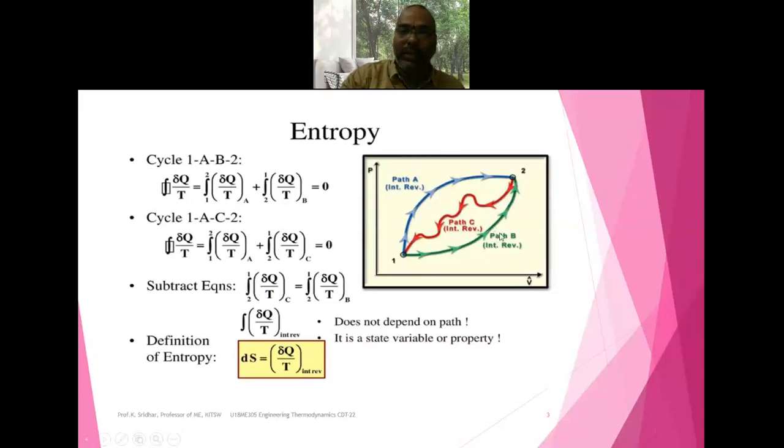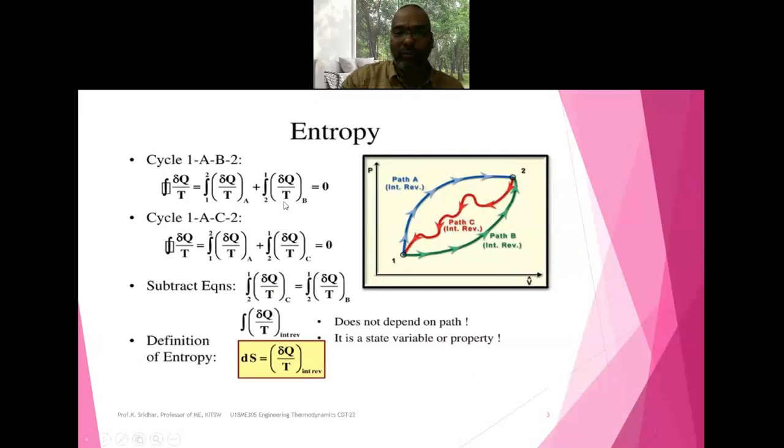Now path B is replaced by path C. So whenever it is replaced by path C, now we are considering 1A2C1. That is, the initial state is restored according to path C. Now A is common in the previous case as well as in this case. That's why the integral of delta Q by T along path A is the same in both. Here B is replaced by path C.